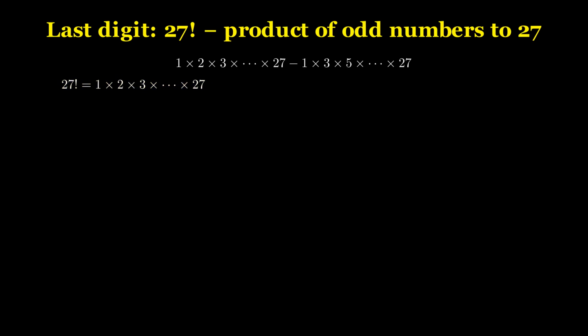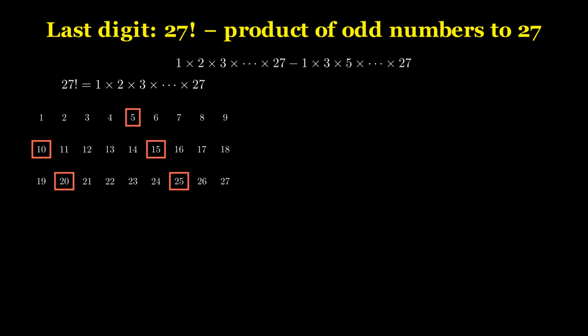First, consider 27 factorial. We only need its last digit. Any factor 10 contributes a trailing 0 to a factorial. Every 10 comes from a pair of 2 and 5 in the prime factorization. Let's count how many 5s appear in 27 factorial.